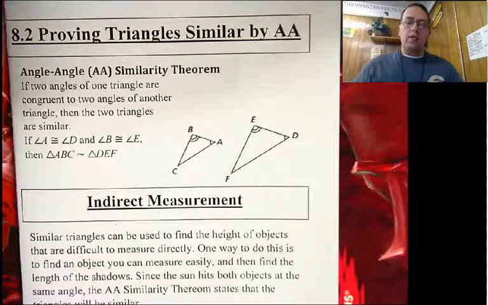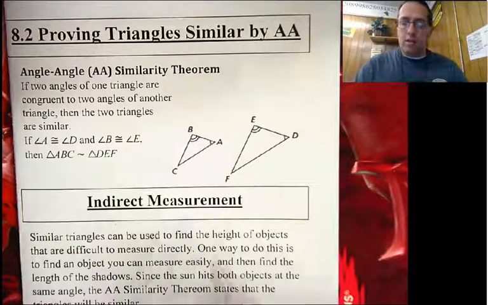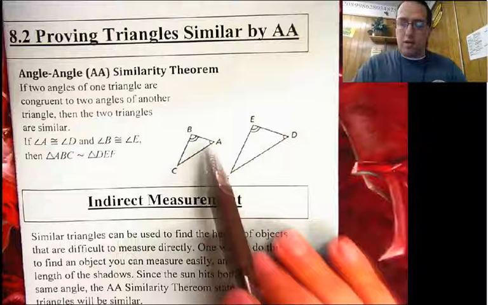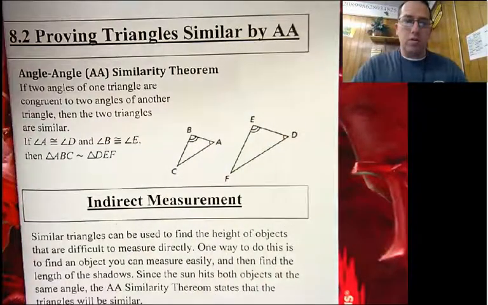And so then if you know one side, you can use proportions or scale factor, whichever one you like, to find the other sides or area, perimeter, whatever it is you want to do. So the important thing is, in order for triangles to be similar, all we need to prove is that they have two angles congruent.